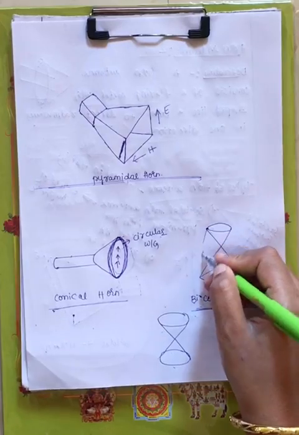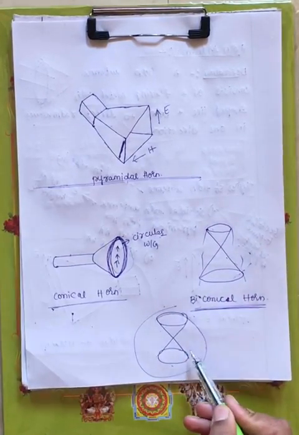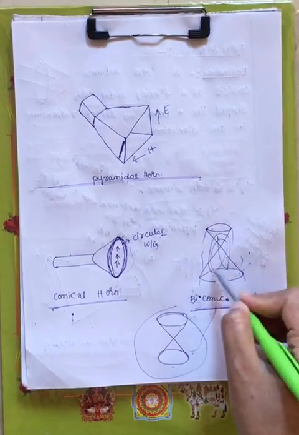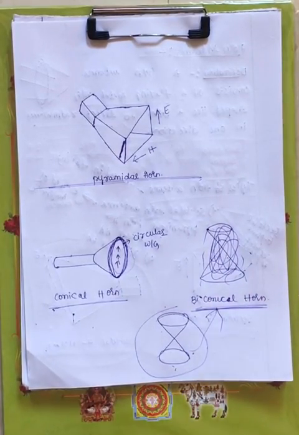These two should be the same. I have drawn one by mistake, that's why I have drawn the biconical horn antenna again here. Neglect this one. This is the structure. It is the combination of two conical horn antennas. The name itself indicates biconical: bi indicates two. The combination of two conical horn antennas is nothing but the biconical horn.